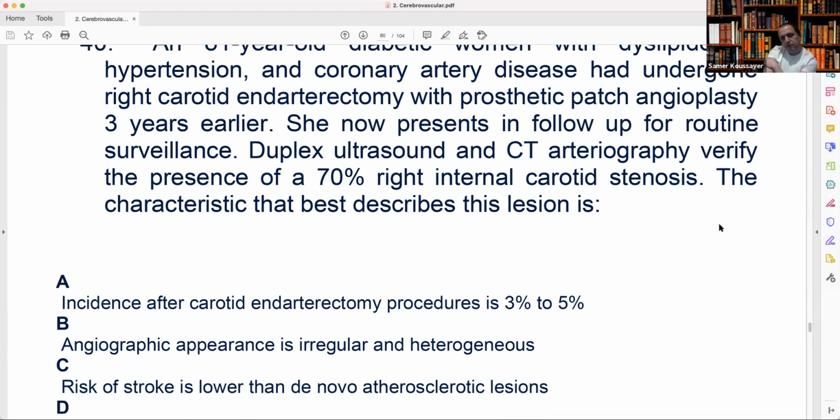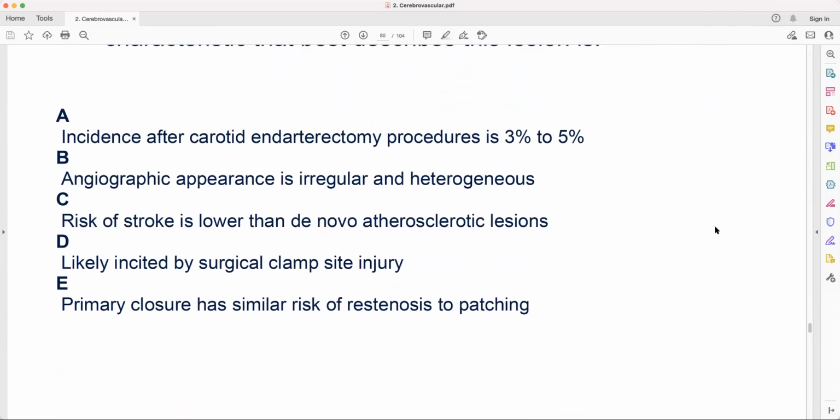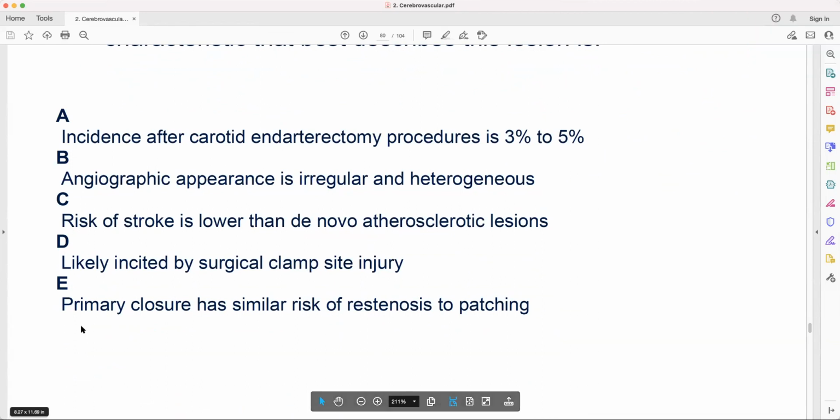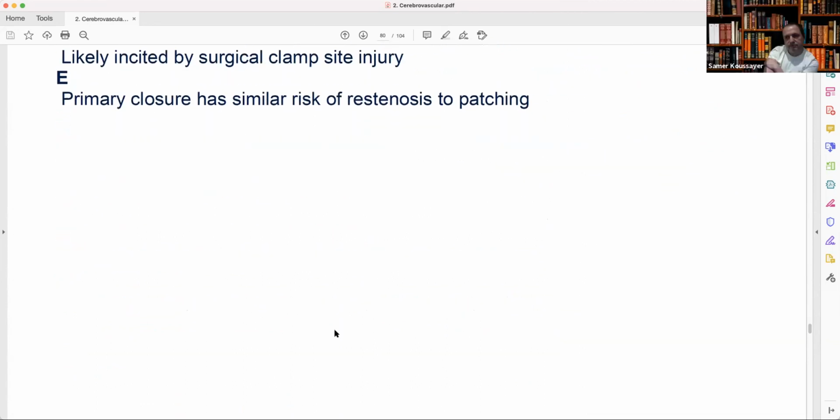Okay, let's see the last one. Primary closure has similar risk of stenosis to patching. No, we think patching is superior, patching is better than primary closure. All right, great.